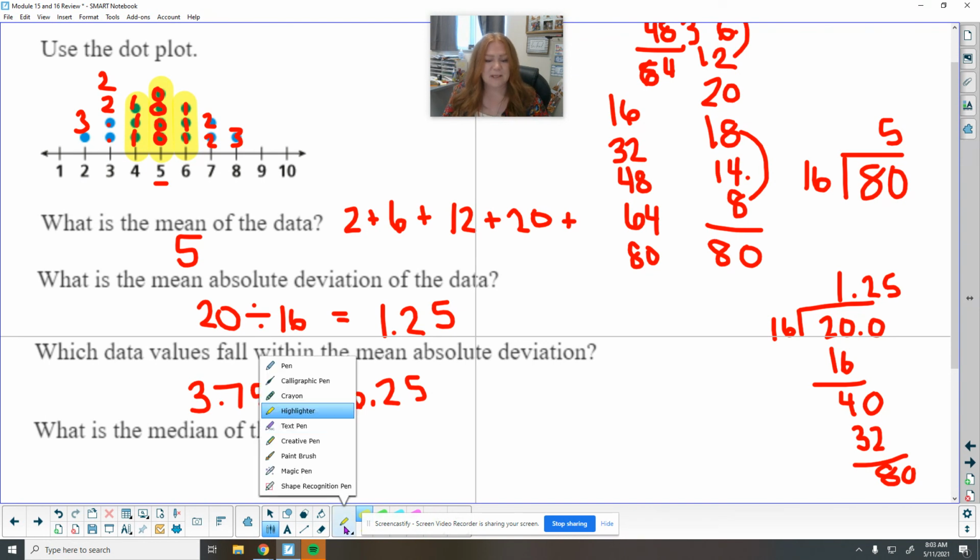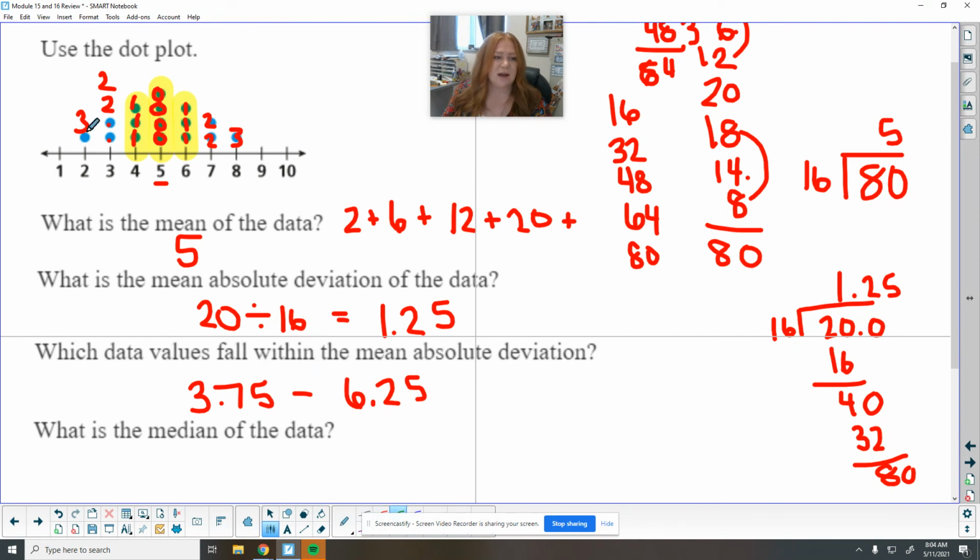Okay, and then the last thing it wants us to do is find our median. So this dot here matches to this one. I'm actually going to erase some of this work here so I can see my dots. So this 2 matches to the 8. 3 matches to 7, 3 matches to 7. Oh, these are perfectly symmetrical. So these match, these match, these match. So I'm going to be left with 5 in the middle. So the mean is 5, the median is 5. This data is perfectly symmetrical.